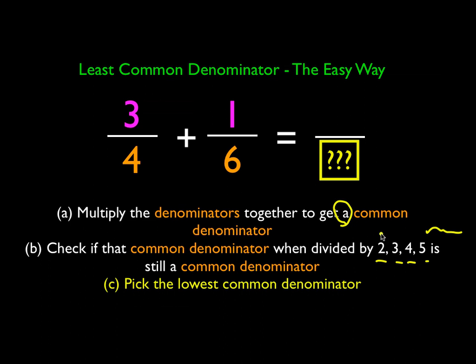So the number, and the number divided by 2, and the number divided by 3, and the number divided by 4, and the number divided by 5 are potential least common denominators. And we've got to pick the one that ends up the lowest. It's probably easy.